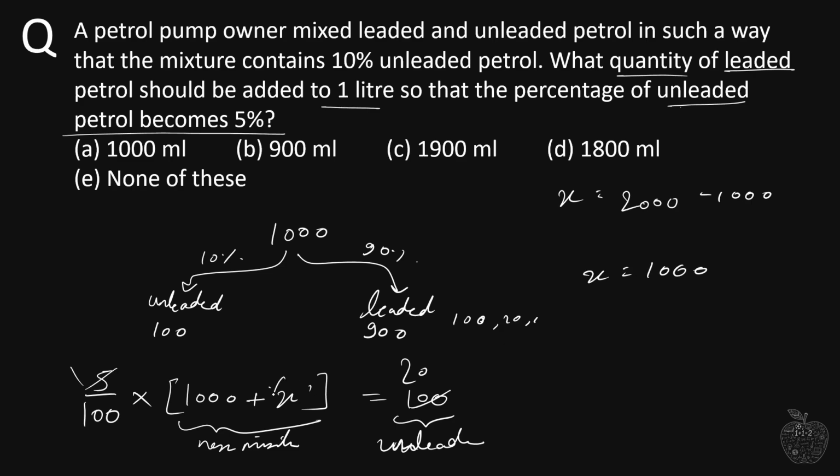So that means this X is what? This X is the quantity of leaded petrol. So we have to add 1000 ml of leaded petrol so that this 100 ml of unleaded petrol becomes 5% of this new mixture. So this is our required answer, and here option A is the correct one.